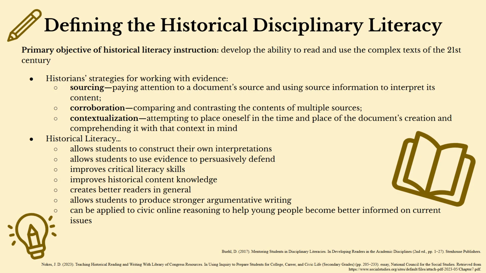As explained in Teaching Historical Reading and Writing with the Library of Congress, the primary objective of historical literacy instruction is to develop the ability to read and use the complex texts of the 21st century. Some strategies historians use when working with evidence include sourcing, corroboration, and contextualization.